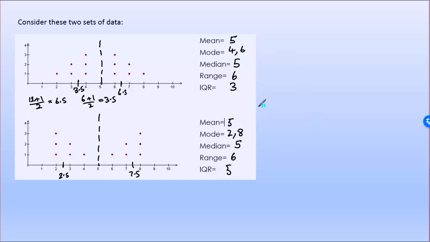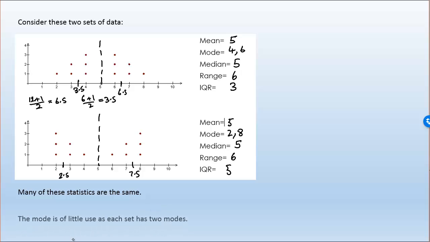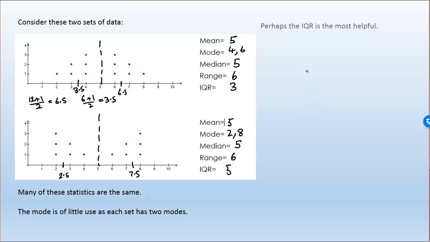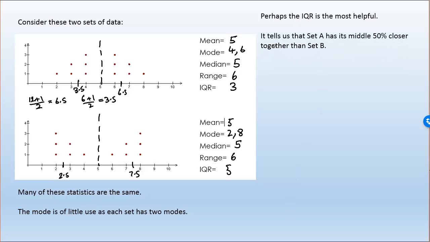So really the only differences that we can see here with these two data sets are the mode and the interquartile range. Many of the statistics are the same, as we've just noted, despite the fact we can see the data sets look quite different. The mode is of little use, as each set has two modes. Perhaps the interquartile range is the most helpful. Now think about what the interquartile range is. So if we think about set A, the middle 50% of the data there is spread out by 3. In set B, the middle 50% is spread out by 5.